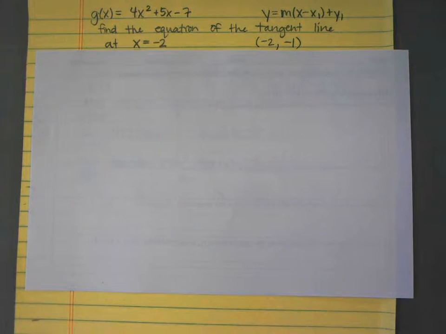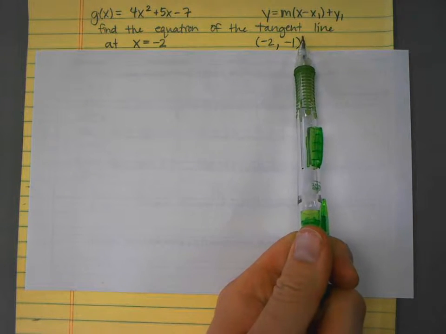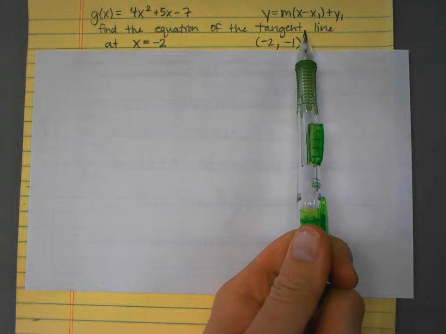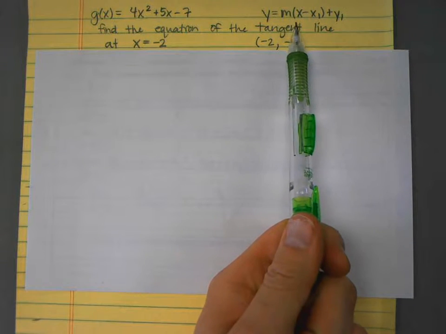Okay, so here is a problem where I'm being asked to find the equation of the tangent line at x equals negative 2. And I've already done a little bit of pre-work to decide how I'm going to solve this problem. Since I know that it's asking me for the equation of a tangent line, and I know that tangent lines are linear, I'm going to be trying to figure out a line that's in point-slope form.